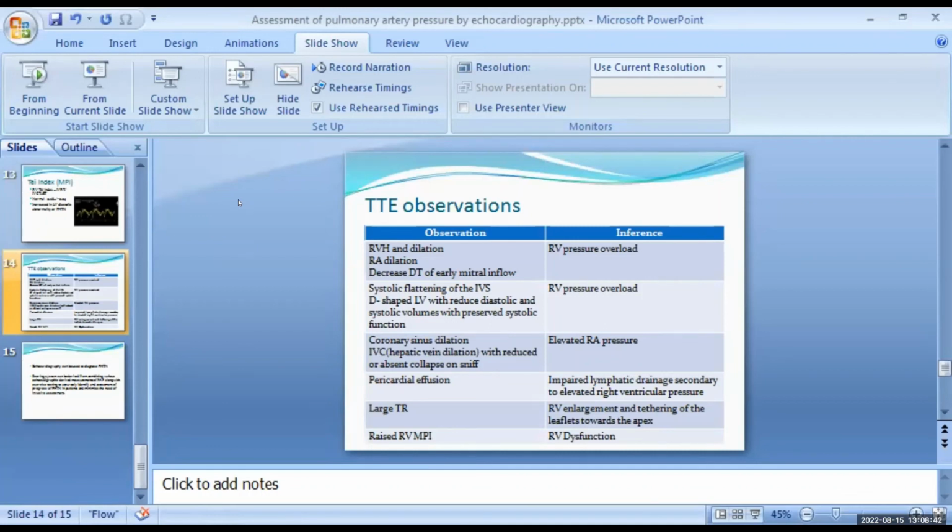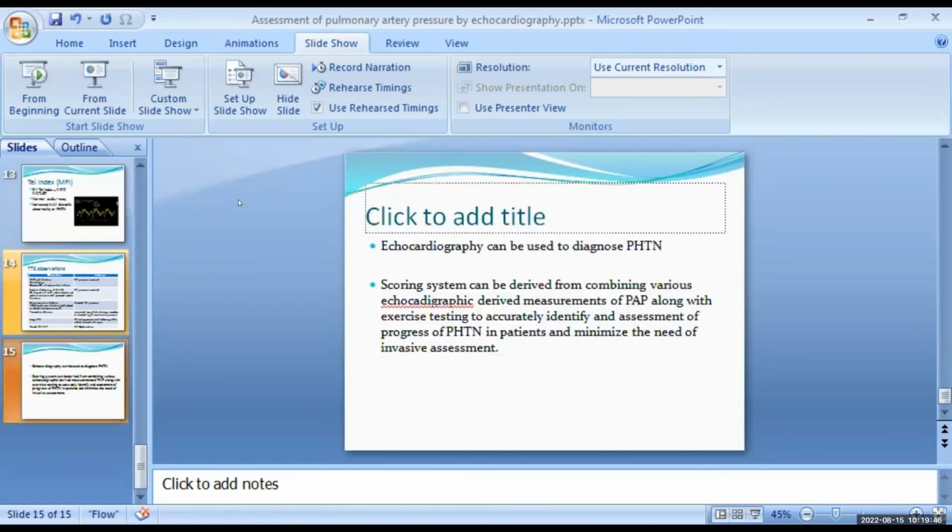Lastly, TR is due to RV enlargement and tethering of leaflet towards the apex. Increased Tei index because of RV dysfunction. So basically, echocardiography is an easily, readily available bedside technique to diagnose pulmonary hypertension. And a scoring system can be derived from combining various echocardiographic derived measurements of PAP along with exercise testing to accurately identify and assess progression of pulmonary hypertension in patients and minimize the need of invasive assessment.